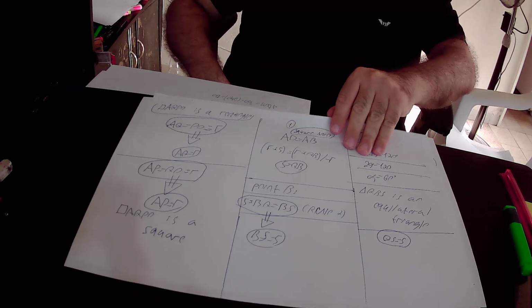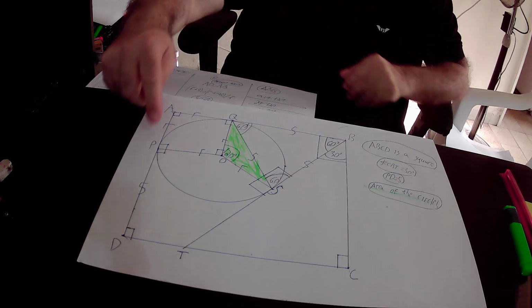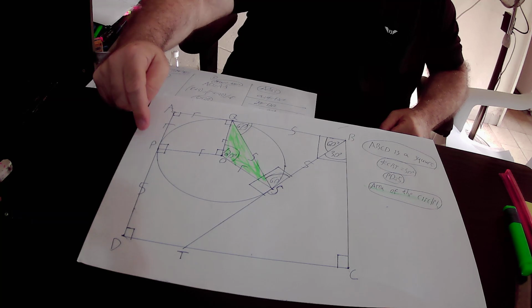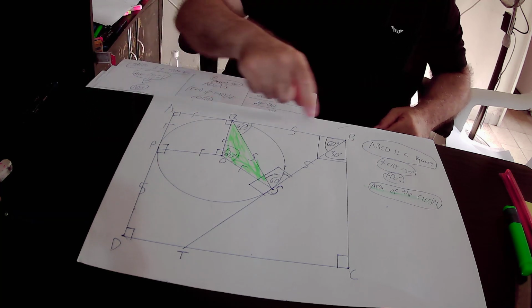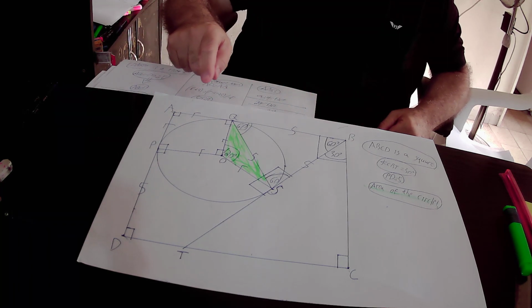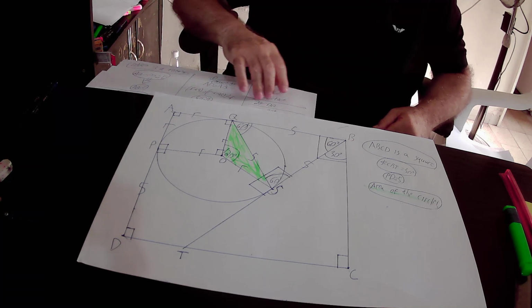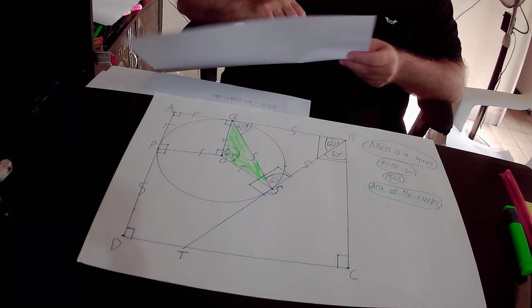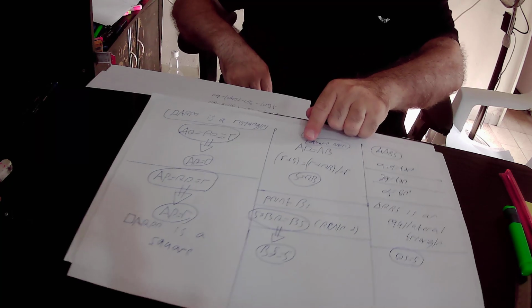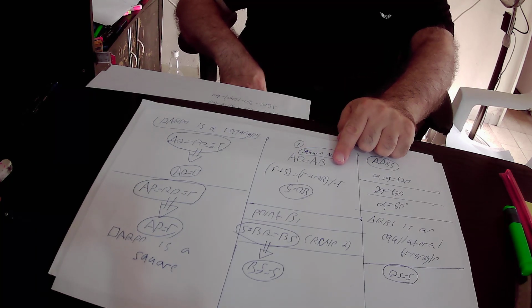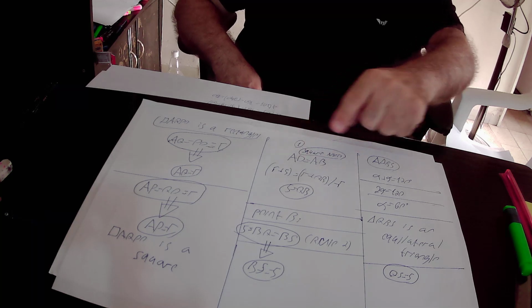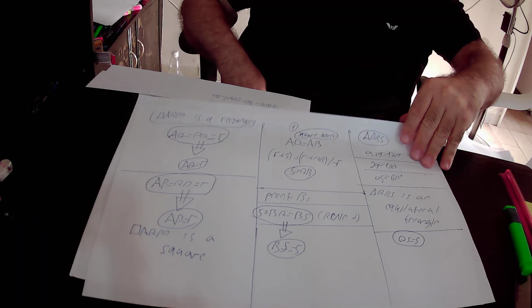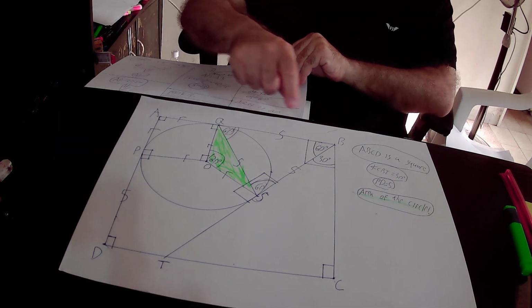What is the length of side AD? Side AD equals R plus 5. What is the length of side AB? Side AB equals R plus QB. So, in conclusion, we found out that R plus 5 equals R plus QB. We subtracted R from this equation and we found out that QB equals 5. Here, QB equals 5 units.